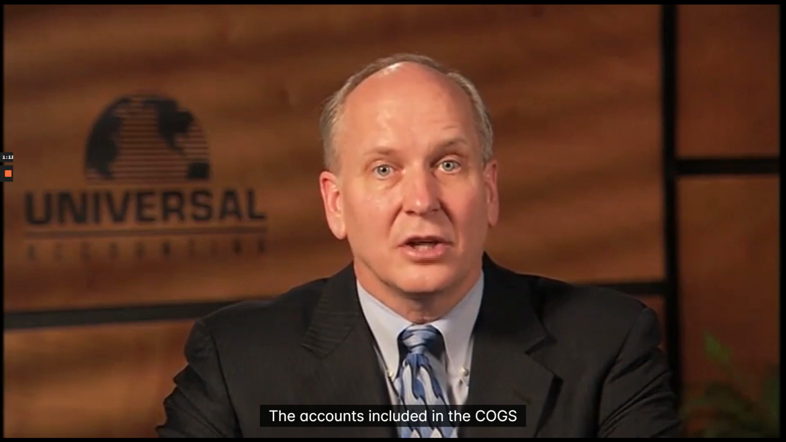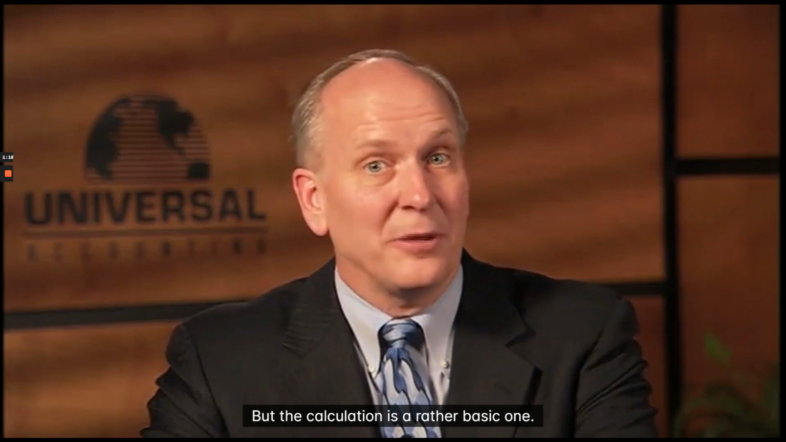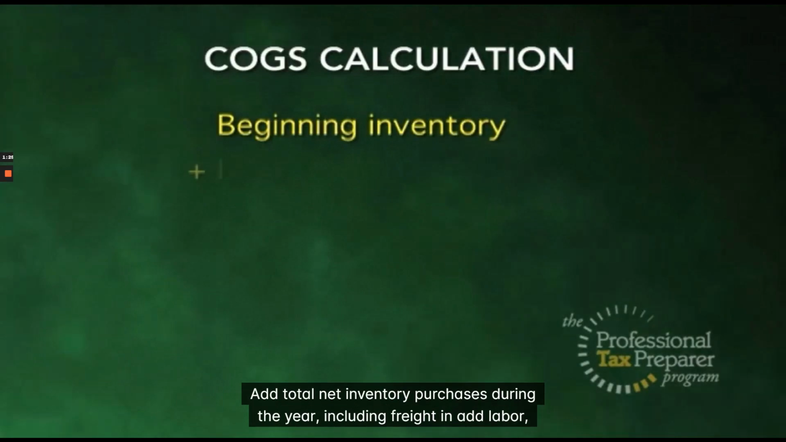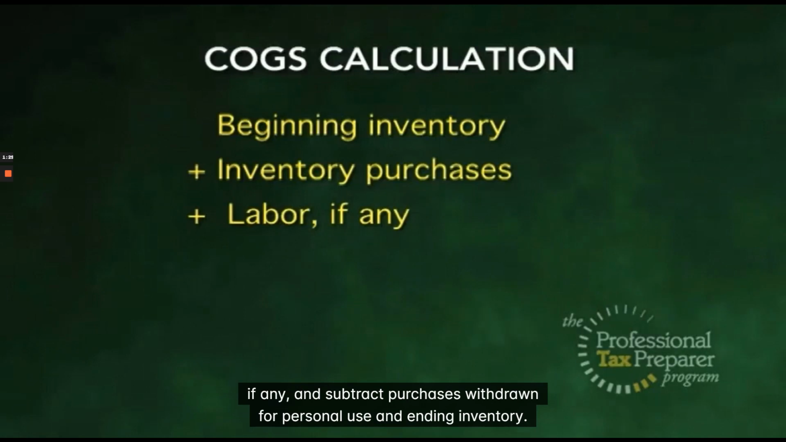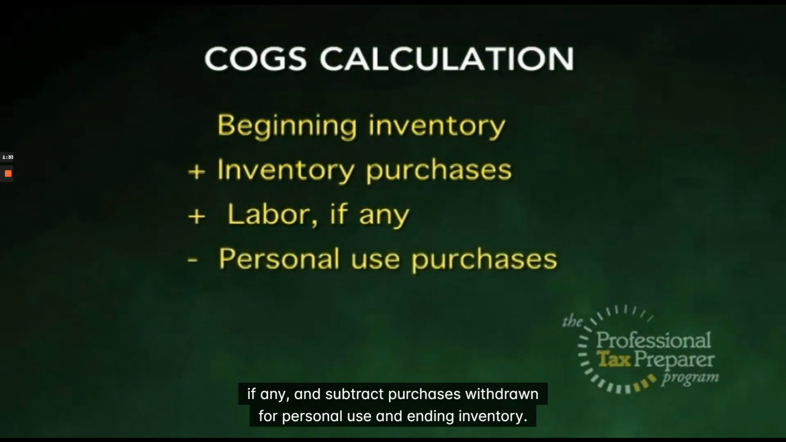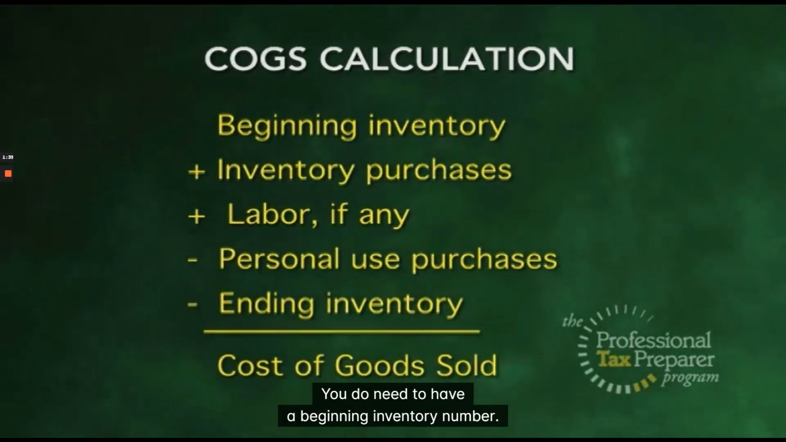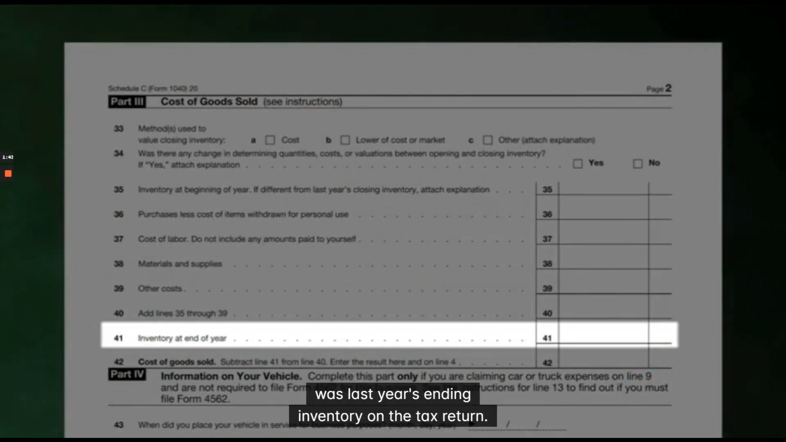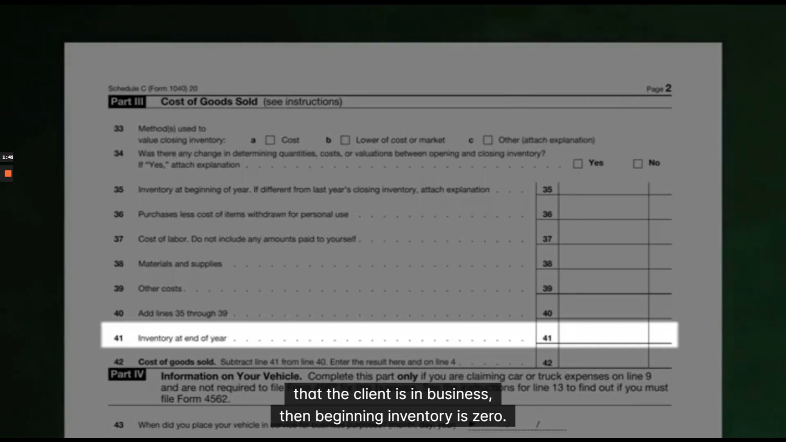The accounts included in the COGS calculation will differ from one type of business to another, but the calculation is a rather basic one. Here's the formula. Start with beginning inventory, add total net inventory purchases during the year, including freight in, add labor, if any, and subtract purchases withdrawn for personal use and ending inventory. You do need to have a beginning inventory number, so ask your client to bring in his last year's return because this year's beginning inventory was last year's ending inventory on the tax return. If this taxable year is the first year that the client is in business, then beginning inventory is zero.